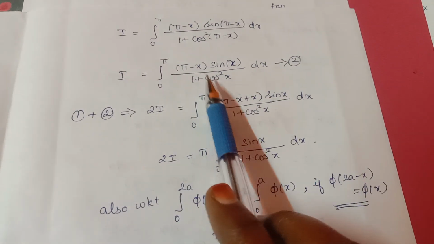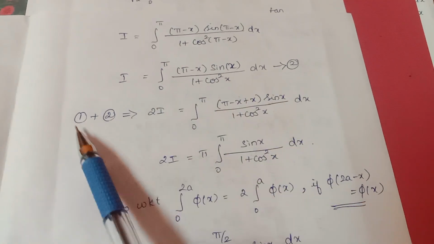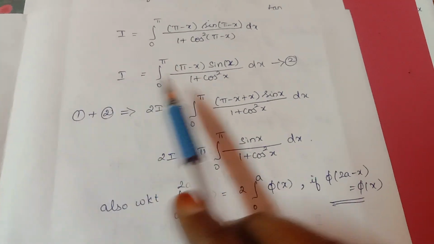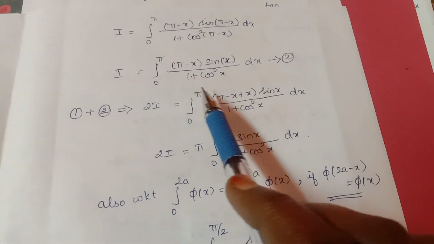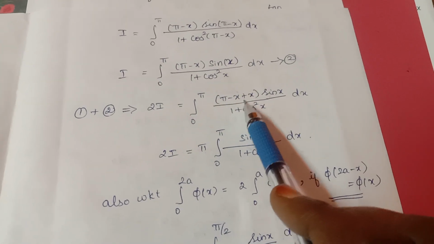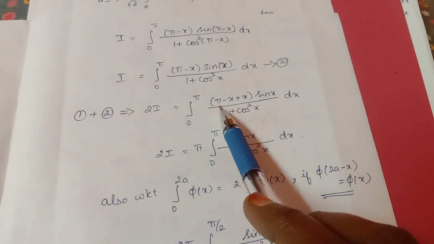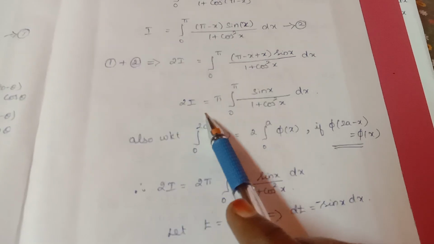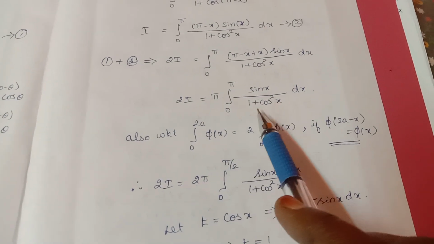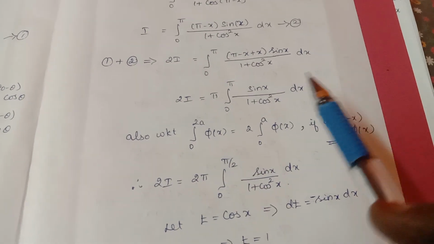Now you add the given integral and this equation. So 1 plus 2 gives 2I equals sin x by 1 plus cos square x, which is a common term, so you take it outside. So you have pi minus x plus x. The x cancels, so simply you have pi, which is a constant, and you can take it outside. So 2I equals pi into integral 0 to pi of sin x by 1 plus cos square x. Right.